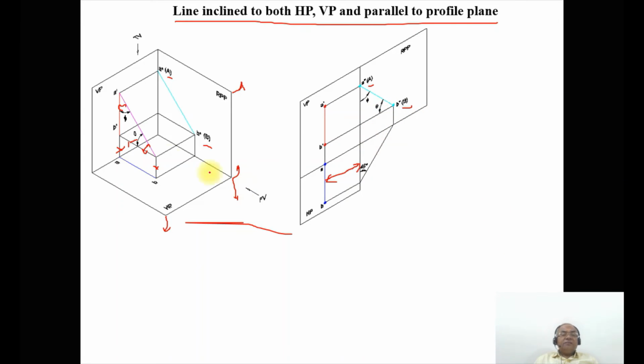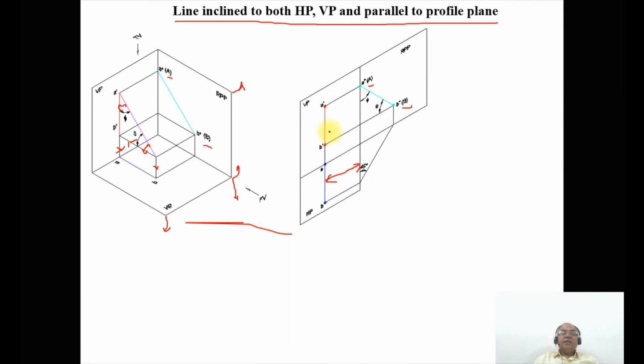theta. As we have projected, both the endpoints A dash and B dash are on the same line, so you are getting a vertical line here, and here also the line is vertical. But according to our previous video, when the line was perpendicular to HP or VP, you are getting a vertical line. But here also you are getting a vertical line.